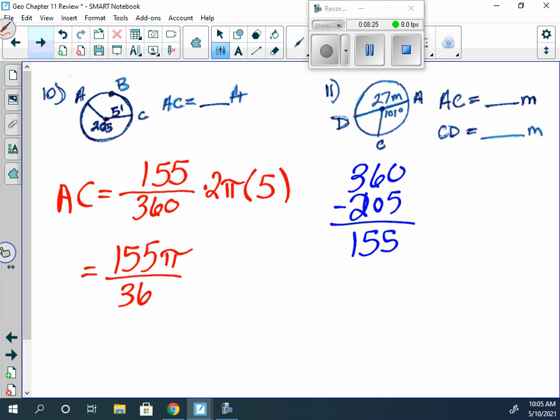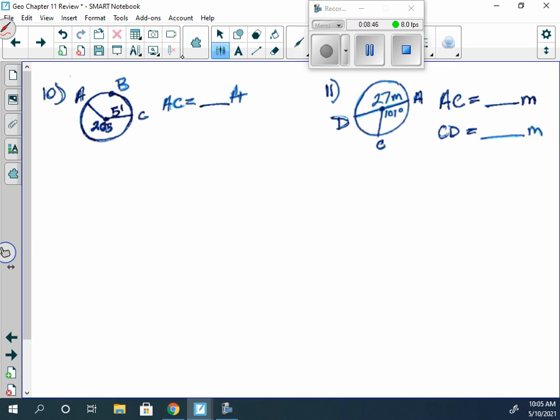Any other questions on number 10? Questions on 11? Any other questions on 5 through 11 before we move on to the next section? Okay. So we want two parts, AC and DC. So AC is going to be our arc measure over 360 times 2 pi r, but did they give us the radius this time?